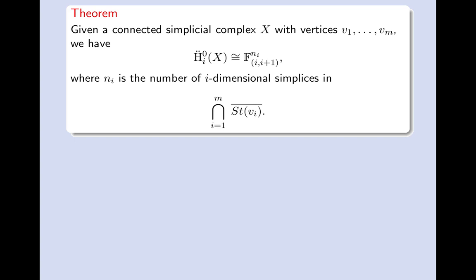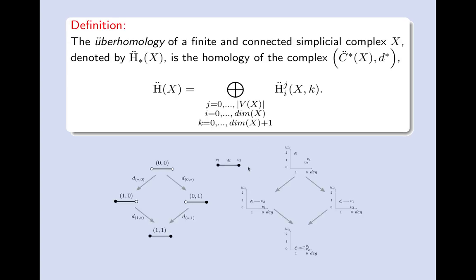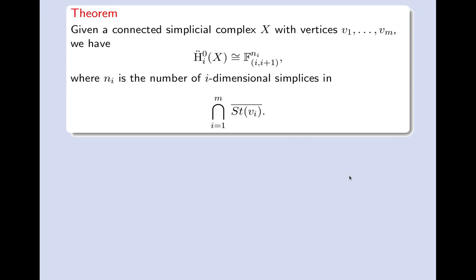We look at the closure of the star of each vertex inside X, and we look at the intersection of all of these sort of balls inside our simplicial complex. If this intersection is non-trivial, then the H0 is non-trivial, and furthermore, the dimension of the simplices inside this intersection will give us these exponents. Let's see here, the closure of the star of V1 and V2 are the whole thing, and in fact here we see that E and V1 and V2, so everything, is non-trivial in the 0 degree of the Überhomology.